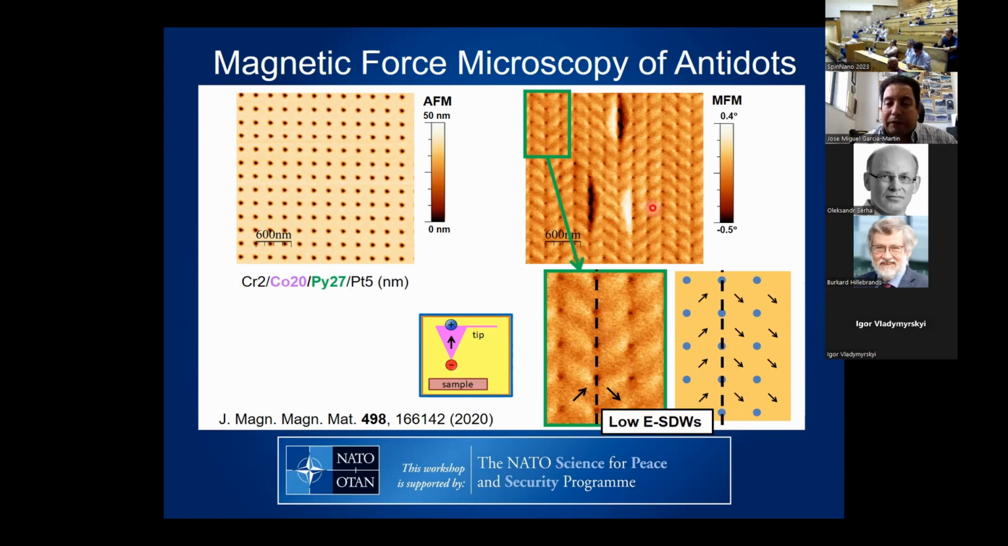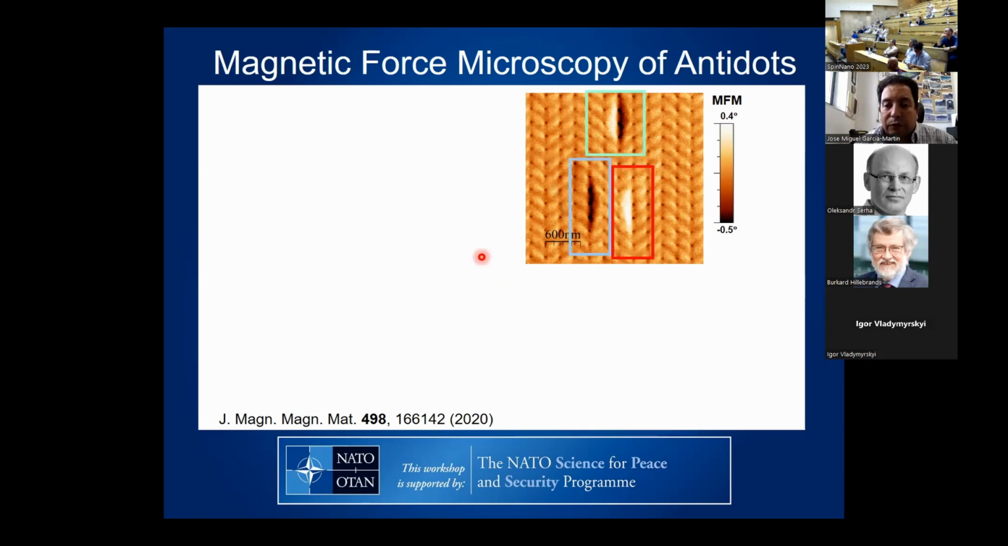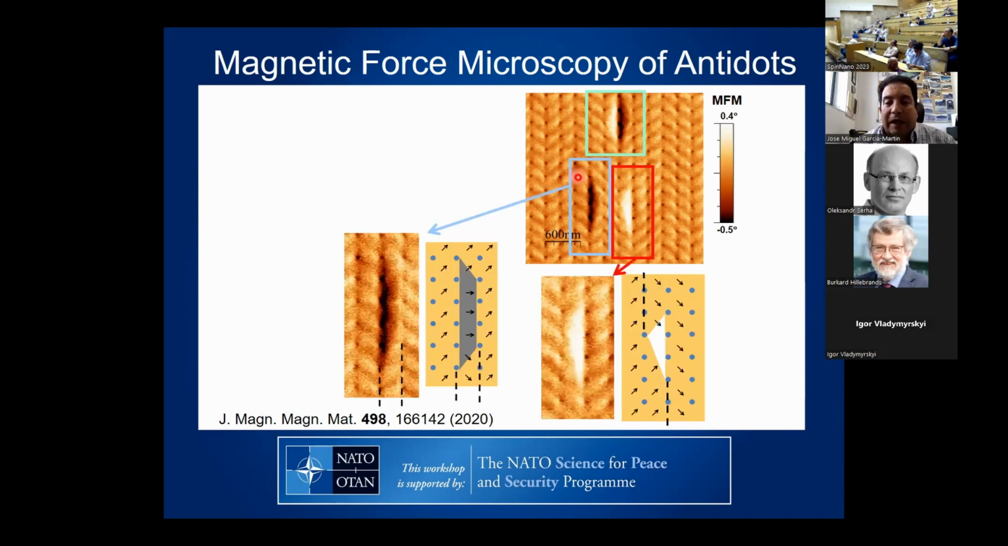But beside this zigzag tiny contrast that we see in many regions of the sample, we also have some other regions which exhibit a strong contrast that can be monopolar dark or monopolar bright or dipolar. It is a high intensity contrast, which means that they are accumulating a lot of magnetic poles. And we can analyze in detail those regions.